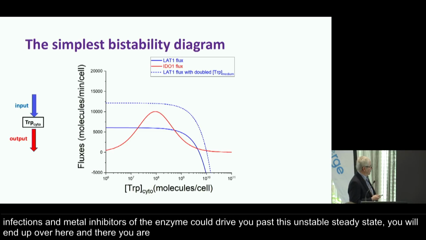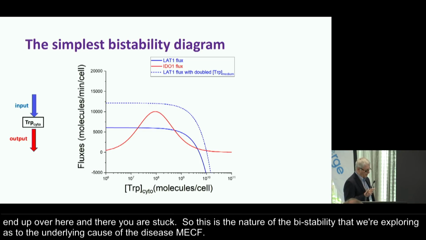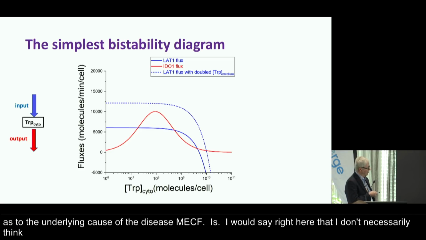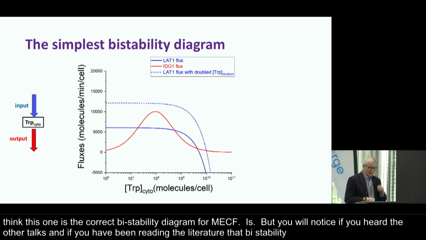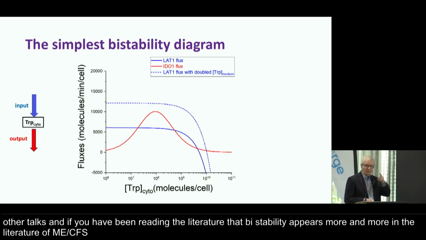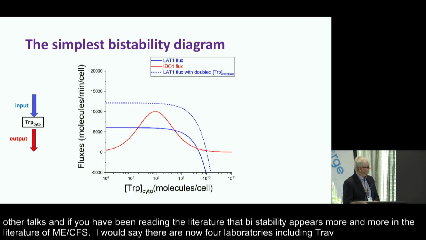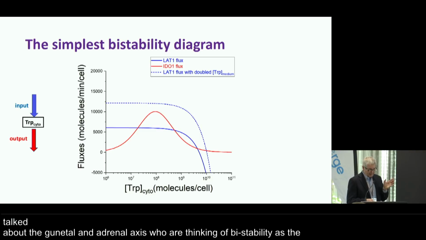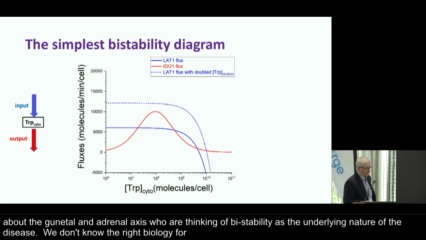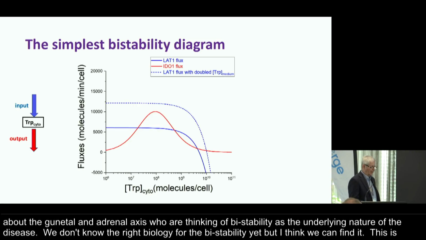And so this is the nature of the bistability that we are exploring as the underlying cause of the disease, ME/CFS. I would say right here that I don't necessarily think this one is the correct bistability diagram for ME/CFS. But you'll notice if you've heard the other talks and if you've been reading the literature that bistability appears more and more in the literature of ME/CFS. I would say that there are now 4 laboratories, including Travis, who yesterday talked about the gonadal axis and the adrenal axis, who are thinking of bistability as the underlying nature of the disease. We don't know the right biology for that bistability yet, but I think we can find it. Okay, so this is how I think a metabolic trap is created.